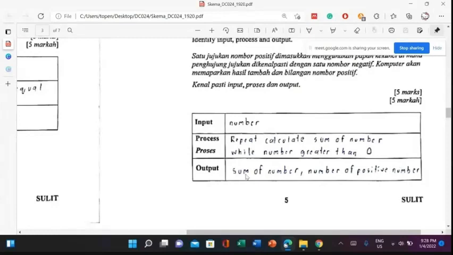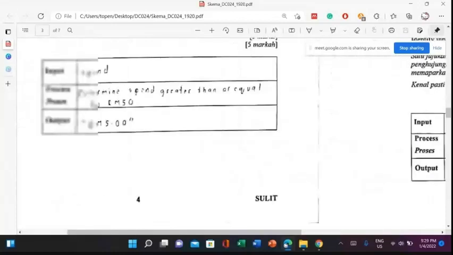Okay, sum of numbers, we can say that is the addition of all positive numbers, and number of positive numbers is how many positive numbers are entered. Maybe 10, maybe 15, all right, we don't know. The one thing that we know is that as long as the number is positive, it is going to be repeated.